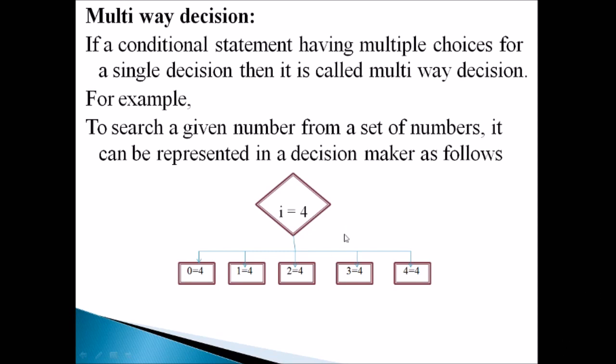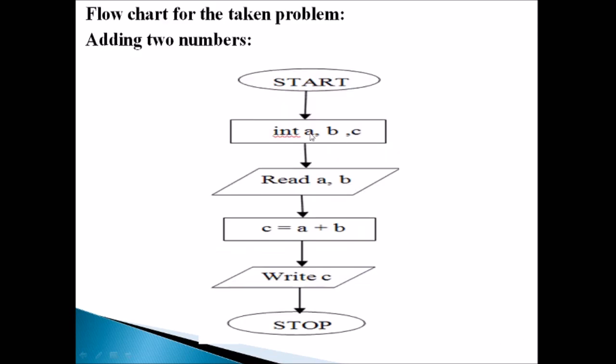Okay. If you take the decision symbol, there are 3 types of decisions. One is two-way decision, the second one is three-way decision, and the third one is multi-way decision. Okay. And now let us see a flowchart for the taken problem. The taken problem is adding two numbers.